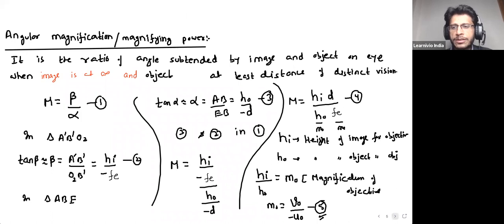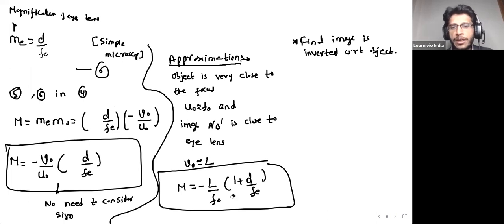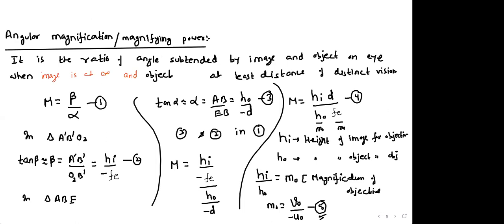So this is m naught. This is same. This is same. Only this is different. It's D by fe only. So this is just D by fe. So that's D by fe, and this is L by f naught into D by fe. So that's your angular magnification: minus L by f naught into D by fe. So that's the only difference between your final image at infinity and final image at least distance of distinct vision case. Just note it down and tell me when you have written.